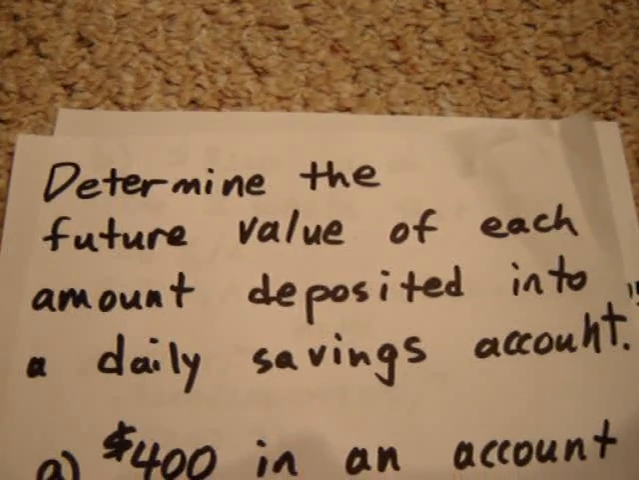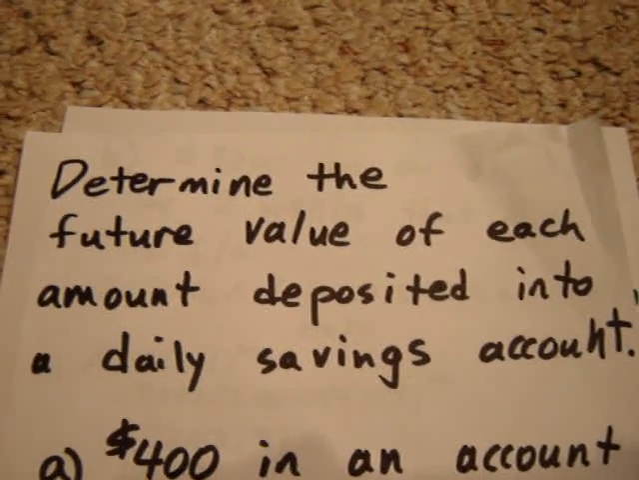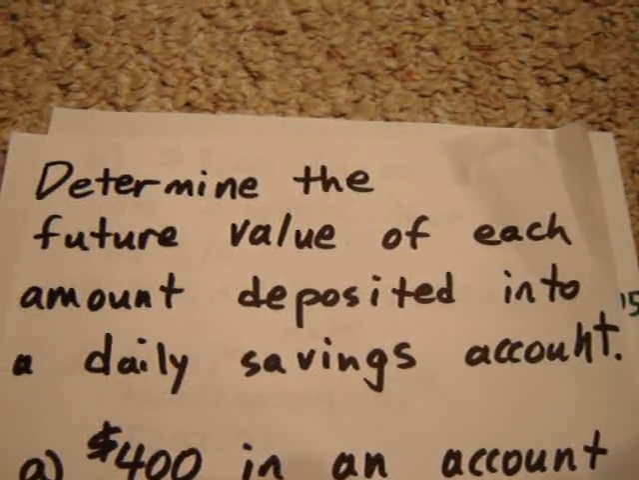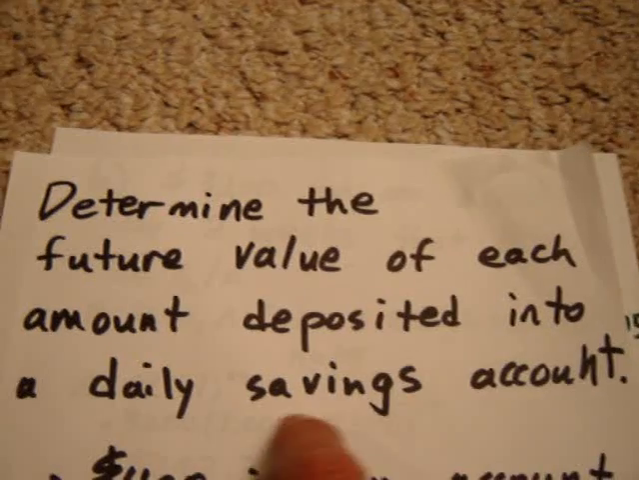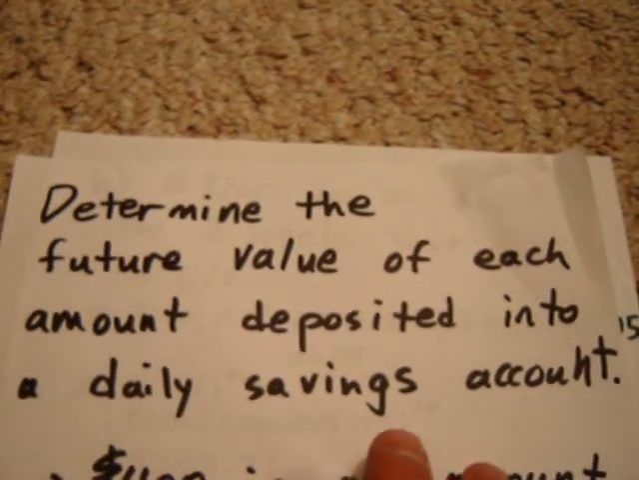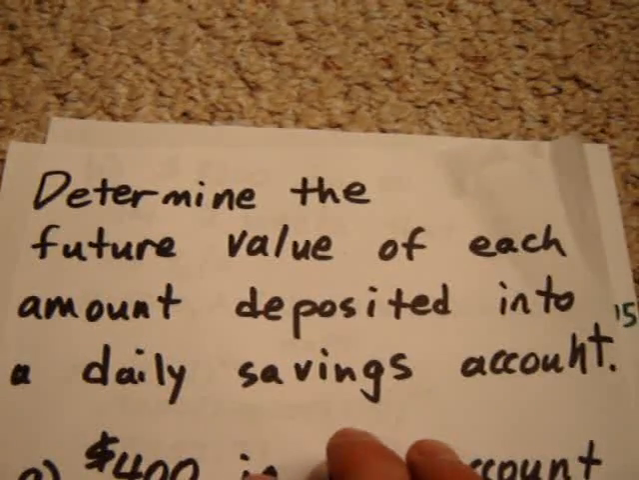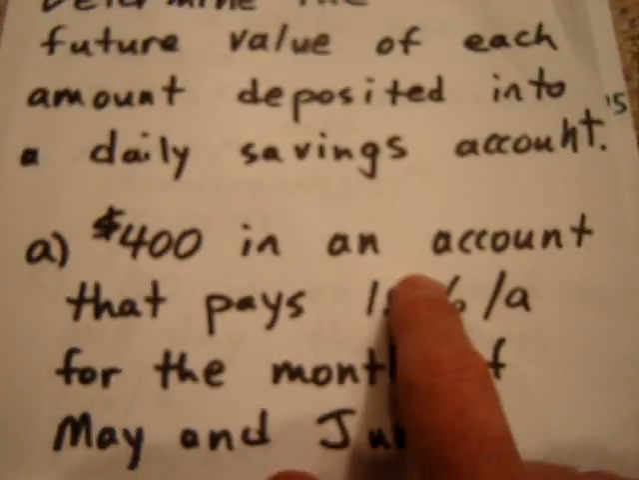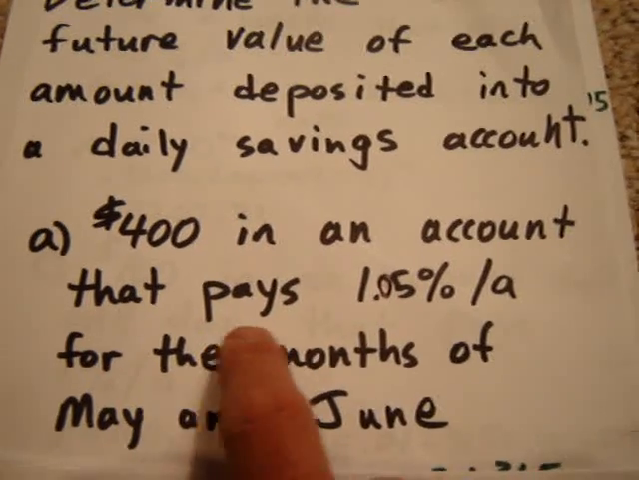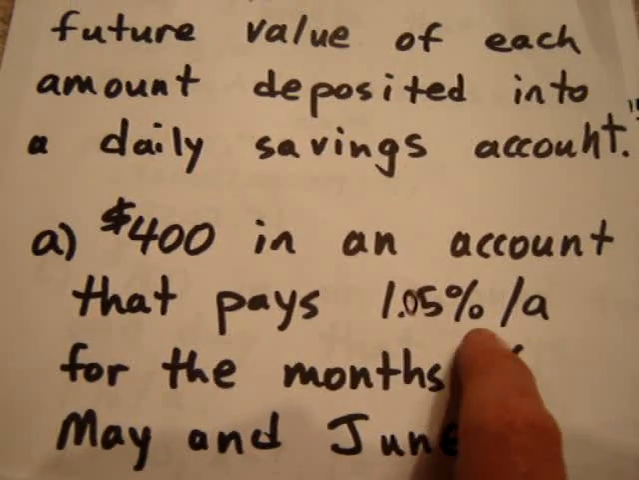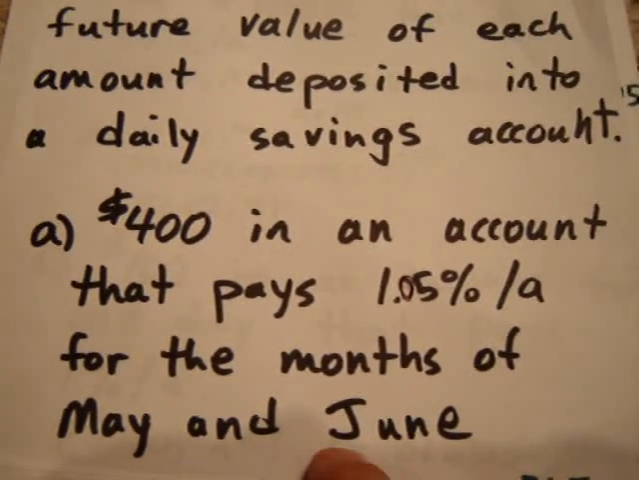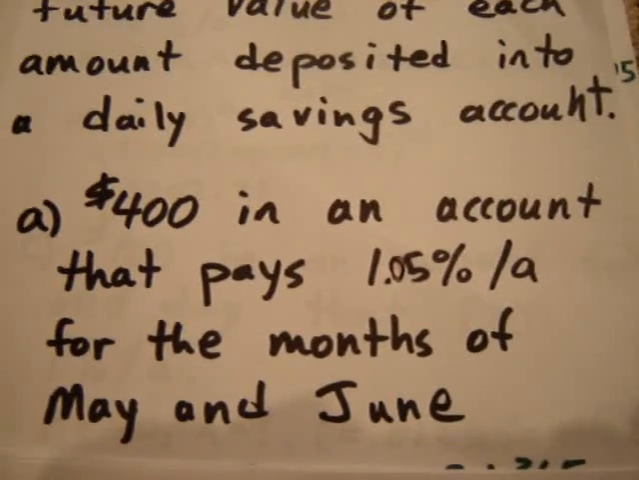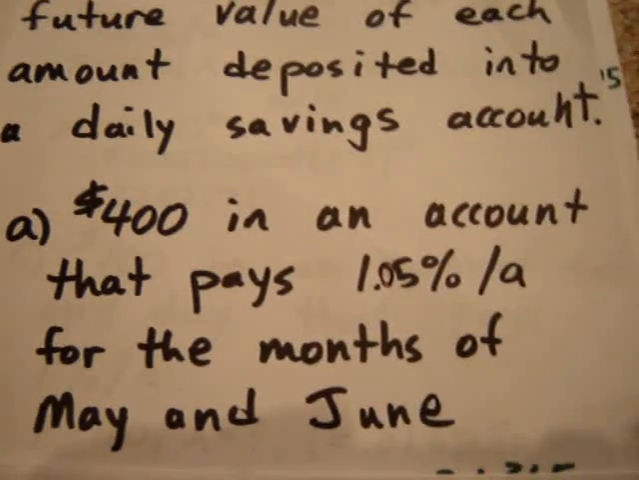Our first question is to determine the future value of each amount deposited into a daily savings account. Now, the word daily savings account means that the interest is compounded daily. So we go to our first question and it says $400 in an account that pays 1.05% per annum for the months of May and June. So that means it's compounded daily, since it's a daily savings account.